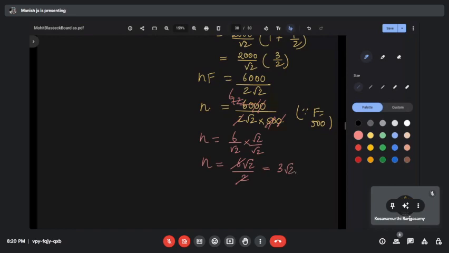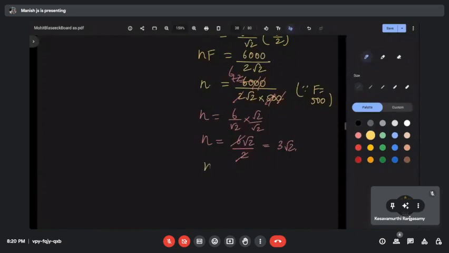So how much is 3 root 2? Approximately tell me the value. 3 into 1.414. How much is that? Root 2 value is 1.414, isn't it? So how much are you getting? 4.24. I think 4.242 you're getting. If n is 4.242, approximately how can you write this? So n is equal to 4, we can take, when you go for an approximation. Okay? So n value is 4.